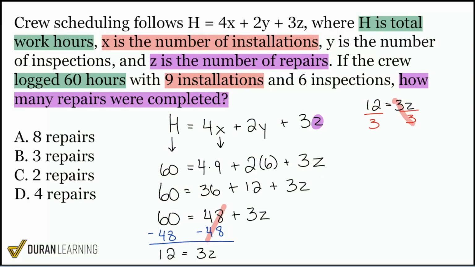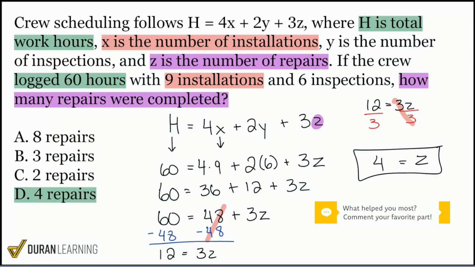Cancels out on the right side. Everybody, 12 divided by 3 gives us 4. Booyah. And that means that the correct answer here is 4 repairs. 4 repairs were completed, and we're all set.